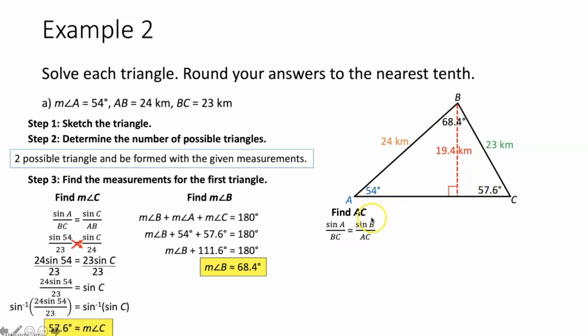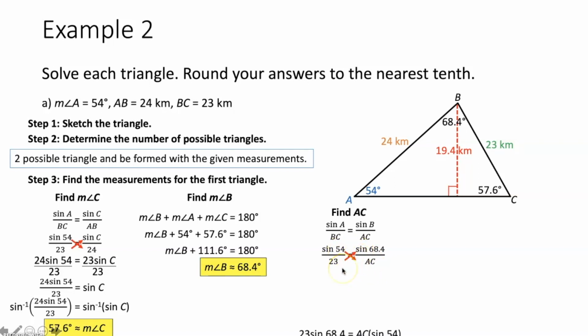That's why we did it. Now I plug in what I know. I know the measure of angle A is 54 degrees. That goes in here. I know the measure of segment BC is 23 kilometers. That goes in here. I know the measure of angle B is 68.4 degrees. That goes in there. And the measure of segment AC is what we're solving for. Now I have a proportion that I need to solve for the measure of segment AC. How do I solve a proportion? I use the cross product property.